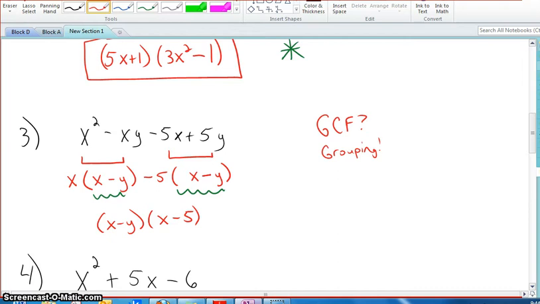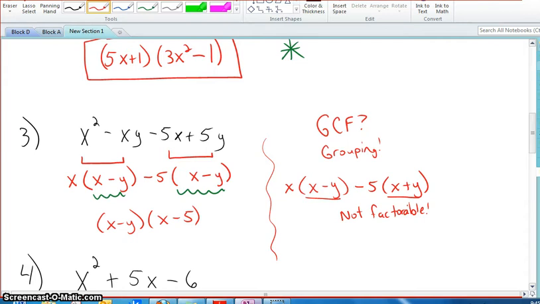If something were to happen and you've checked all your signs and, oops, the problem looks like this, and no matter what you did, you could not get this binomial and this binomial to match, then it would be not factorable. But you need to try a few things before you make that assumption. So our problem, number 3, was factorable, and there are the factors.